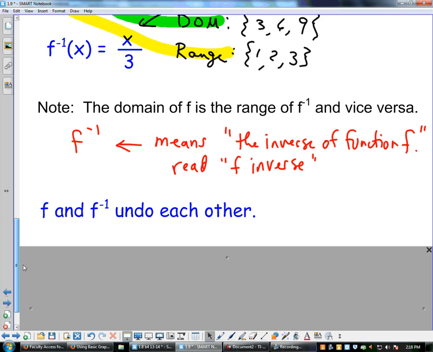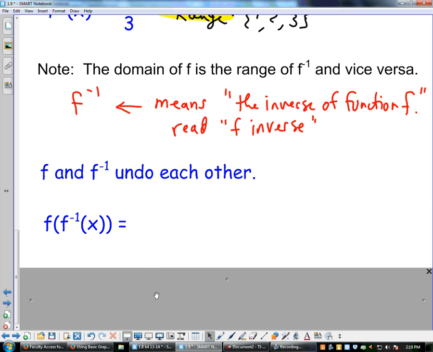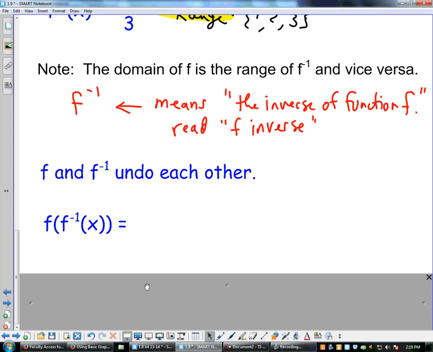All right. And so a function and its inverse undo each other. All right, so if you multiply by 3 and then you take that new number and you divide by 3, won't you get back to your original number? Yeah. If you add 5 to a number and then you subtract 5 from that number, won't you get back to your original number? Sure thing. So inverses undo each other. All right. So that means if we take the composite f of f inverse of x, what should we get? I hear f of x.